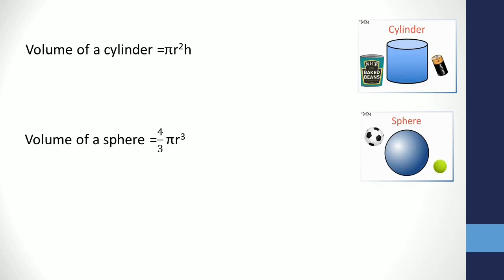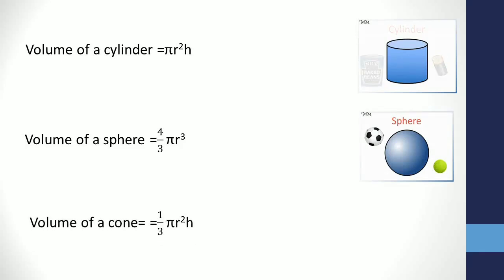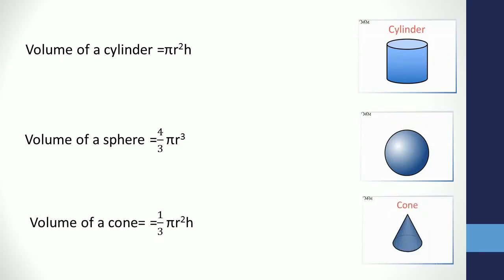Clear? The next volume is the volume of a cone, and the formula to find the volume of a cone is 1 upon 3 pi r square h, where pi has the constant value of 22 upon 7, r is the radius of the cone, and h is the height of the cone. You can see in the diagram, we can find the volume of this object which has a conical shape. Clear?